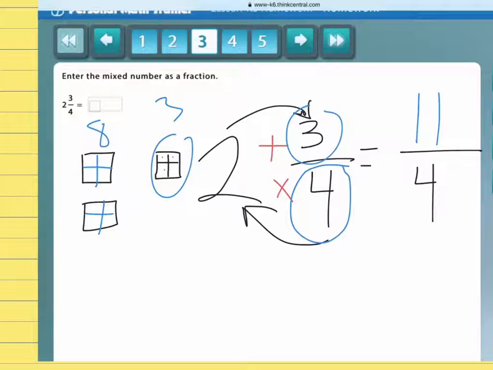Parts times wholes plus parts, parts times wholes plus parts. That's a great song to remember. That's one way to do it, and another method to convert mixed numbers into improper fractions.